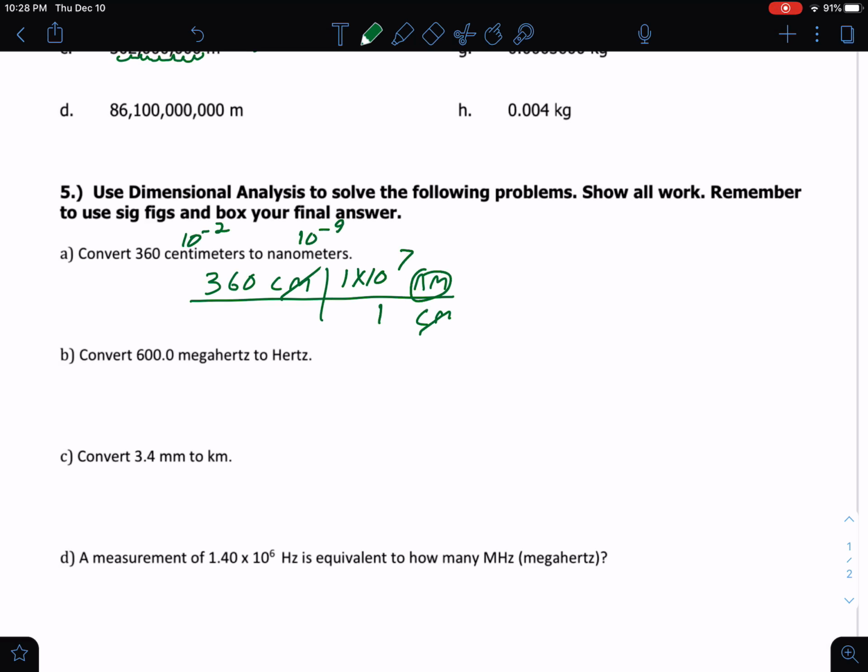Okay, so I get a really big number. I'm just going to go ahead and convert that to scientific mode on my calculator. So let me switch that. And I get 3.6 times 10 to the 9th nanometers. I had 2 significant figures to begin with, so I have to have 2 to end with, so everything is good there. However many significant figures you start with, better be what you end with.